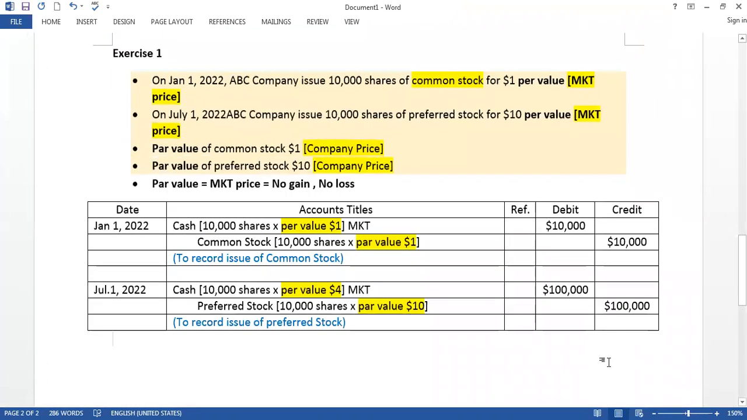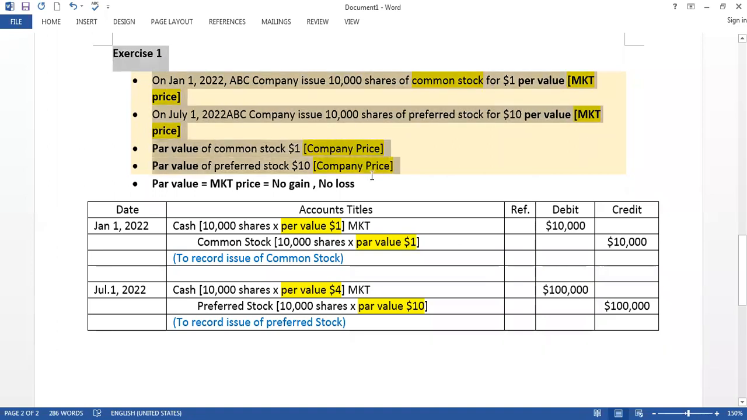Do you have any question for exercise 1? Company sells common stock, credit. Company sells preferred stock, credit. Common stock and preferred stock always follow the par value, that means the company price. But when we receive cash from the market, we record the market price, right? The point here is market price and company price are similar, so we don't have any gain or loss. Clear? Now look at exercise 2.